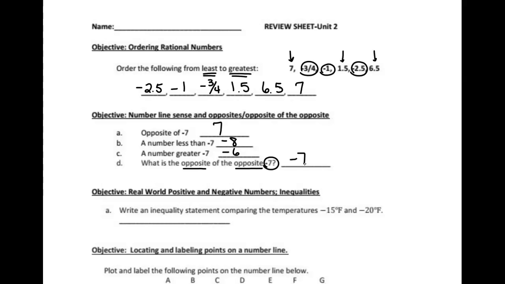Our next objective, real-world positive and negative numbers and inequalities. Write an inequality statement comparing the temperatures of -15 degrees and -20 degrees Fahrenheit. Inequality symbols are our less than and greater than symbols. -15 degrees is greater than -20 degrees. Another way you could write this is -20 degrees is less than -15 degrees.